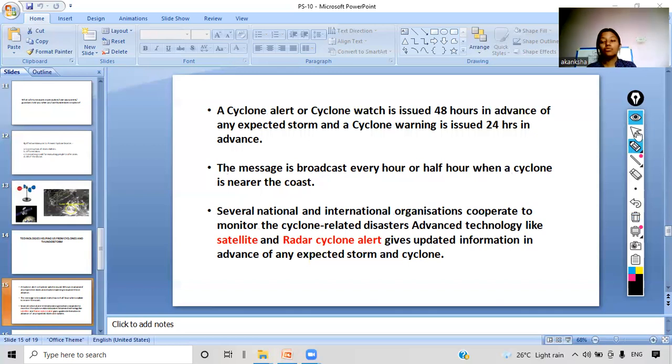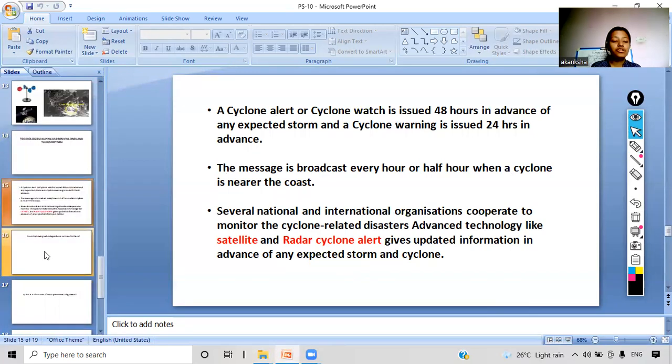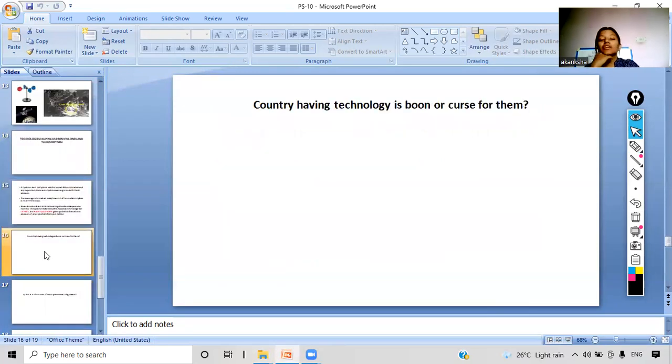Okay, so now we will move on ahead and see a curiosity question, right? Countries having technology, is it a boon or a curse for them, according to you? We just studied that technologies are helping. So I will give you 5 seconds to discuss this topic and then you have to give your answers, and then we will move on to our second question.